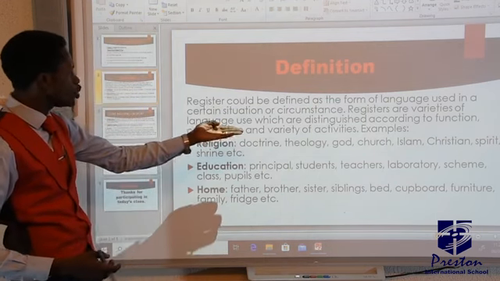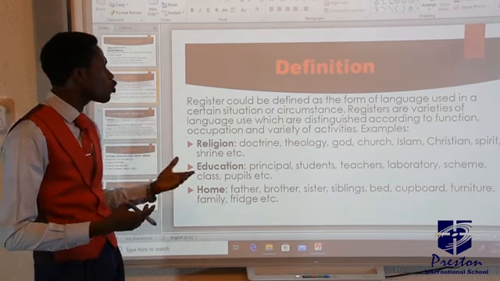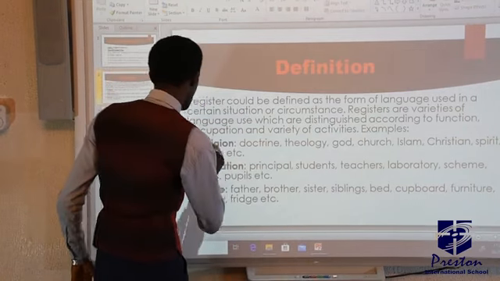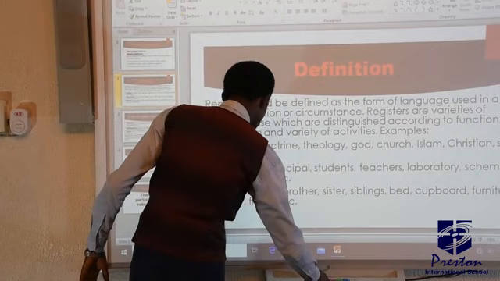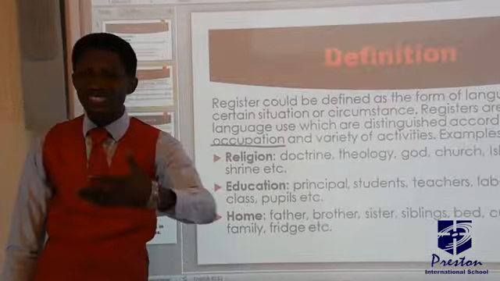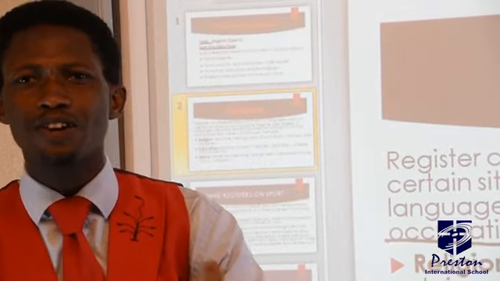It's also varieties of language use which are distinguished according to function, occupation, and varieties of activities. My occupation, the work I do, can determine the kind of language I use. Say for instance, while teaching you, you hear me say things like teachers, class, chalkboard, textbooks. These are words related to teaching. Take for instance, if I'm a medical person, you hear words like drugs, drip, gloves. These are words associated with the medical field. So my occupation will determine the language I use. My occupation will determine the register I use.